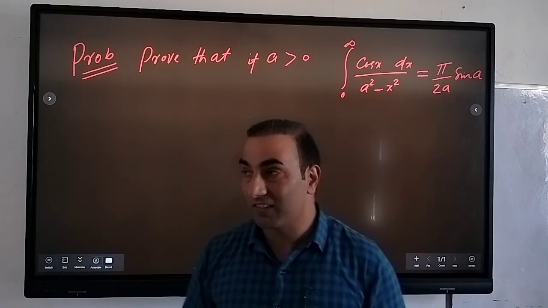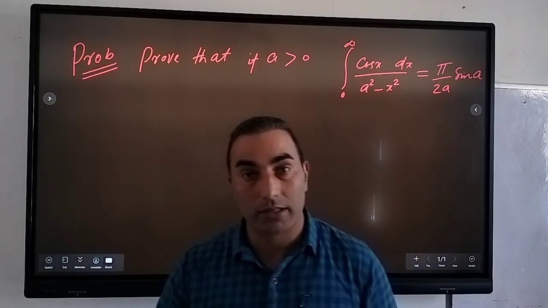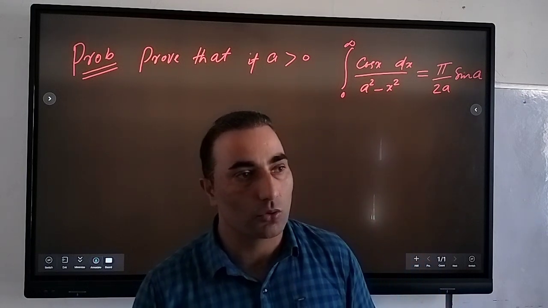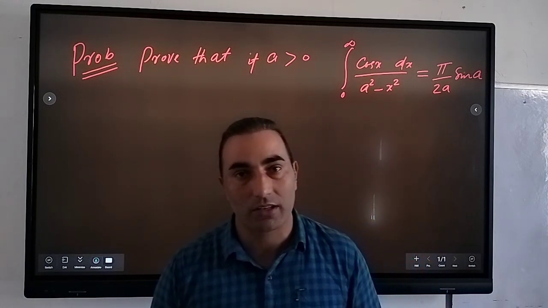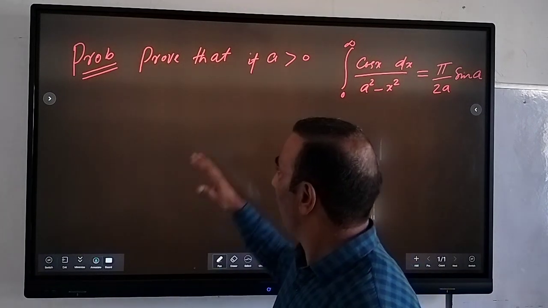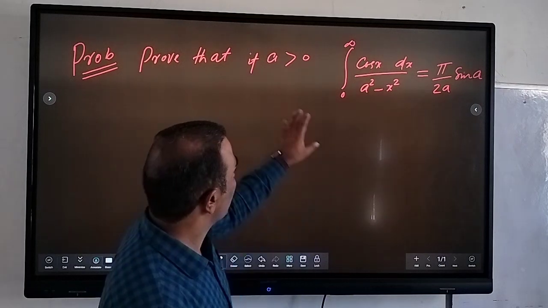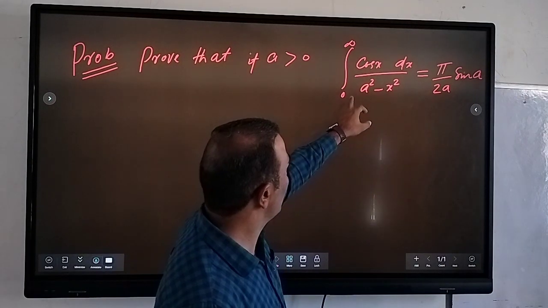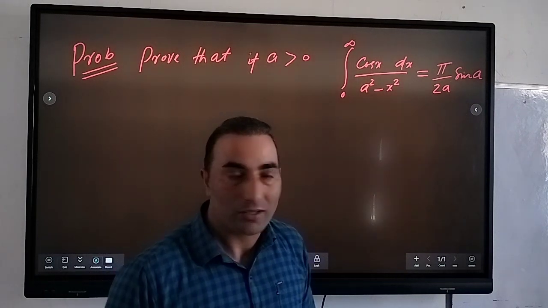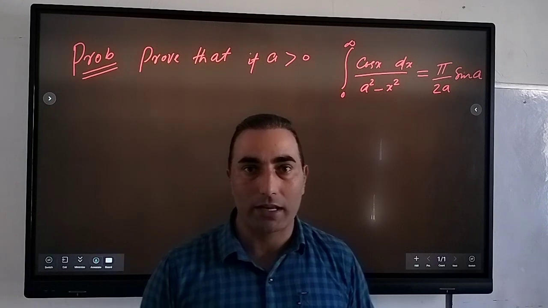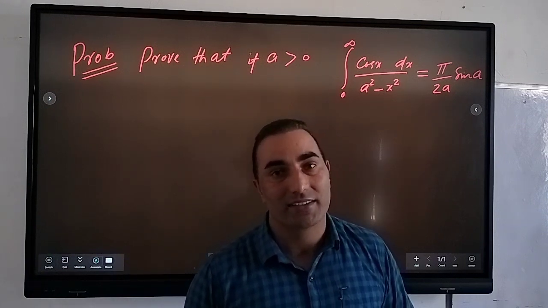In addition to that, if we have integrals where the limits go from minus infinity to plus infinity, in that case we can also solve those integrals over the semicircle, and those are basically improper integrals. So today's topic is that we have to prove that, if a is greater than 0, meaning the value of a should be greater than 0, then the integral from 0 to infinity of cos x dx divided by a square minus x square equals this thing.